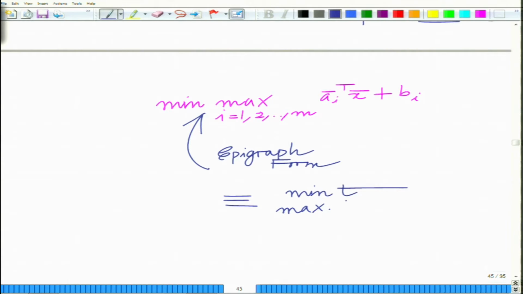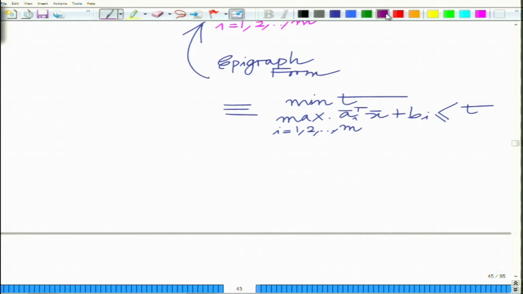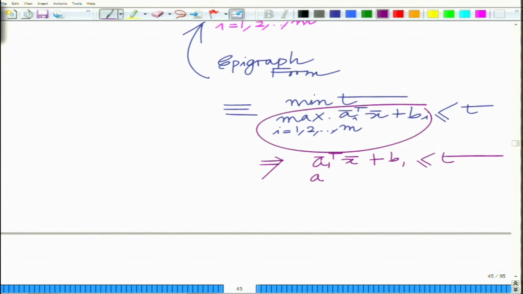subject to the constraint that the objective, which is the maximum over i equals 1 to m of a_i bar transpose x bar plus b_i, is less than or equal to t. This is our constraint. Obviously, since the maximum is less than or equal to t, each of these is less than or equal to t, which means a_1 bar transpose x bar plus b_1 is less than or equal to t, a_2 bar transpose x bar plus b_2 is less than or equal to t, and so on up to a_m bar transpose x bar plus b_m is less than or equal to t.